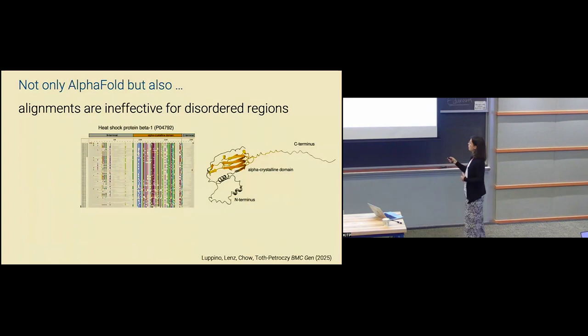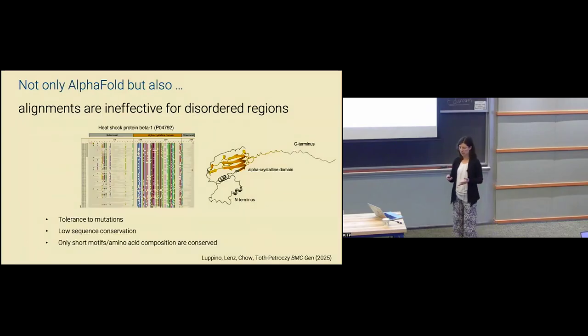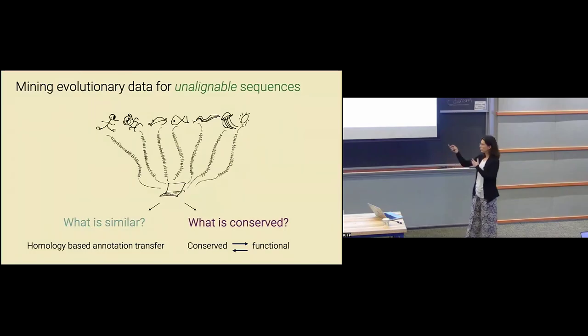This works very well in this, just an example of this alpha crystallin domain of this heat shock protein. But for the two terminal regions, the IDRs, there are gaps. There's almost nothing conserved, often only short motifs conserved or the amino acid composition. So to break free of alignments and try to do this also for IDRs to find similar regions, what is so-called unalignable sequences, so anything that's not alignable, so it doesn't have to be disordered.